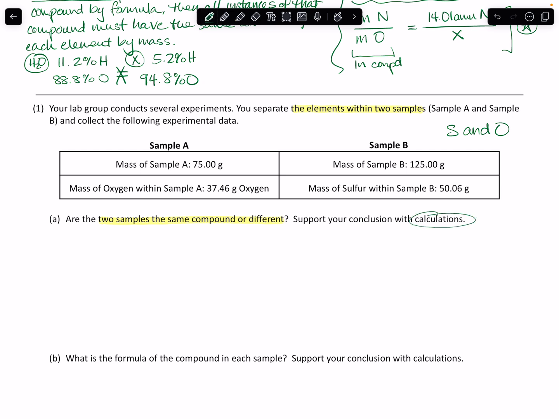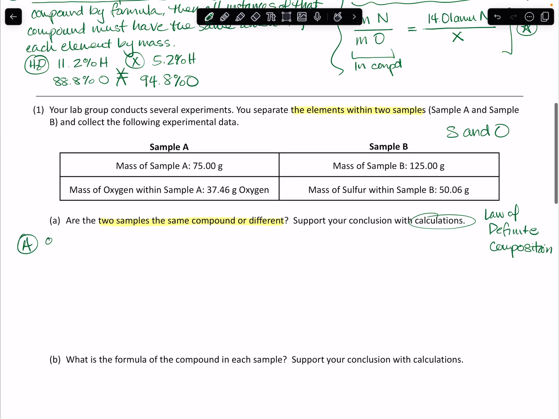All right, so I'm going to use the law of definite composition here. I'm going to determine the percent by mass of each element within each compound, and I'm going to compare them. If the two samples have the same mass percentages, then I know they're the same compound. If they don't, then I know they're different. All right, so let's start with compound A.